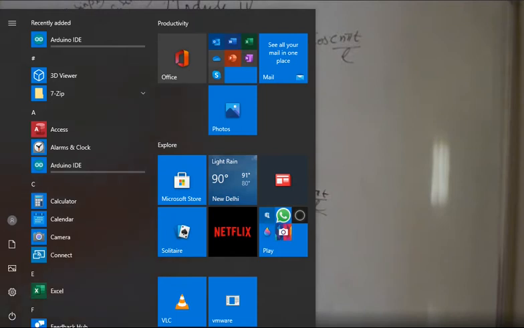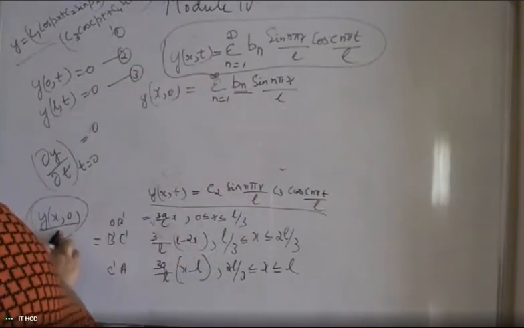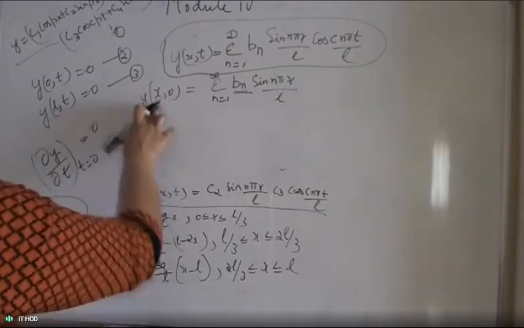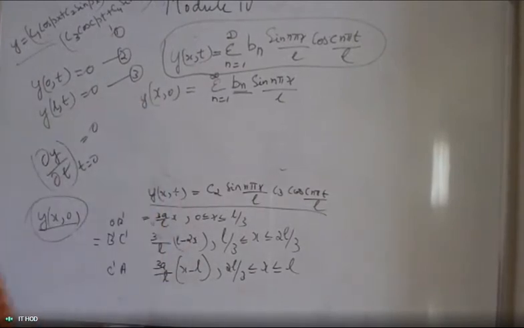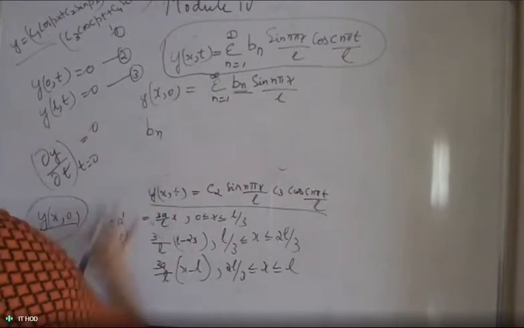Once you have got y of x,t, in order to compare this, we are putting y(x,0) in our general solution and getting this. So this must be equal to this y(x,0), this one and this one. So here, in order to find this Bn, we are going to find this Bn using this f of x.